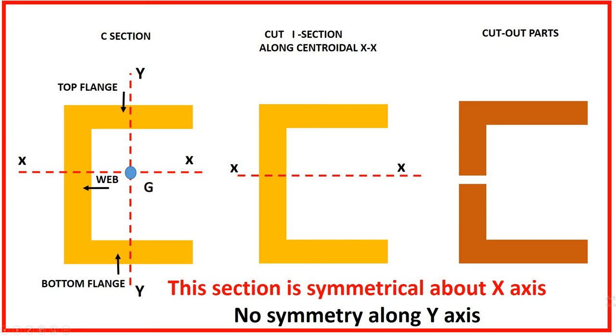Now let us have a C section. Now centroid of C section lies outside of section. It is right now marked, it is G. G is the centroid of section.